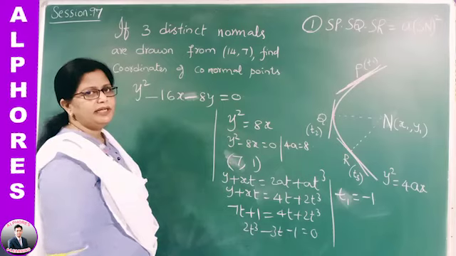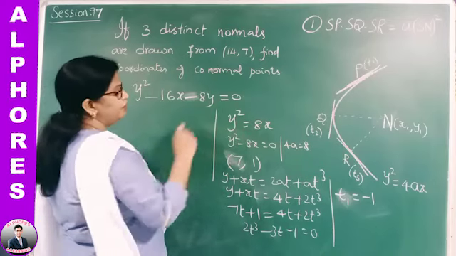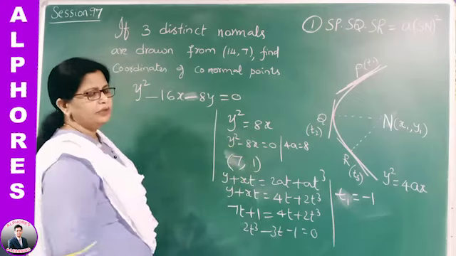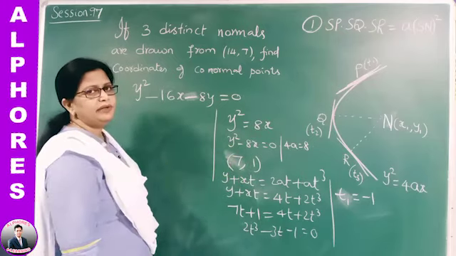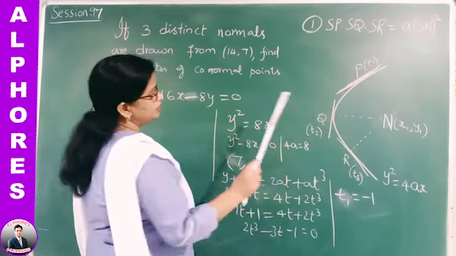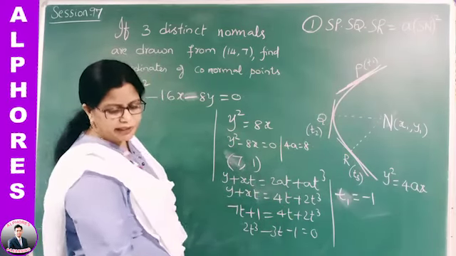If the parabola is given as just y square equal to 8x, and they ask about the point 7 comma 1, if three distinct normals are drawn, then what about the co-normal points? This one is an ordinary formula you can apply.